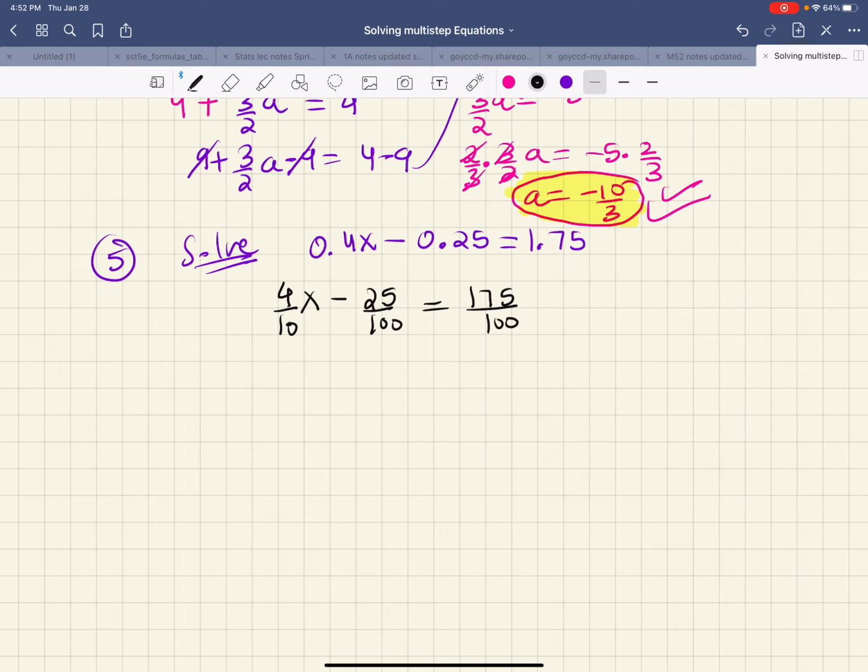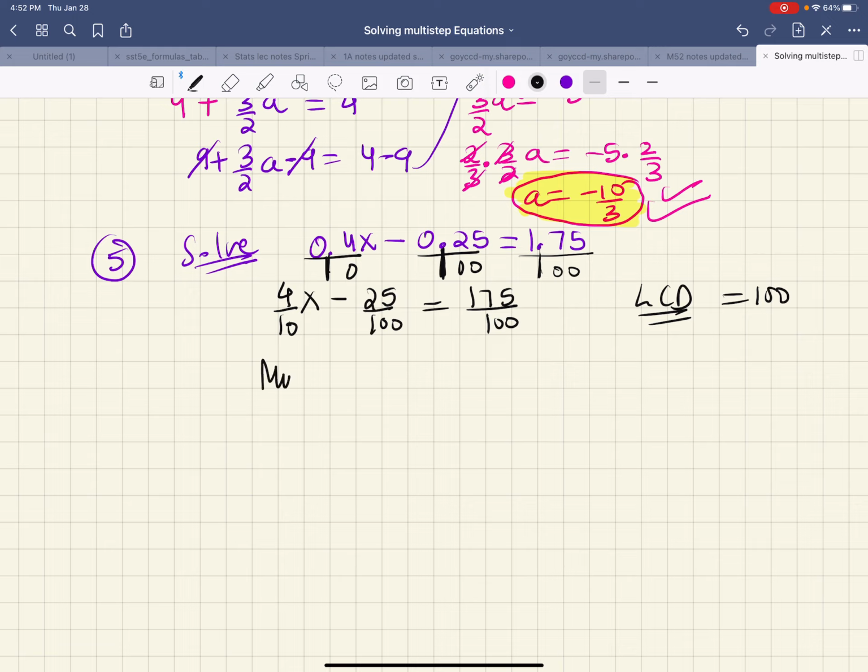To change a decimal to a fraction, you would put a 1 below the decimal and just put as many zeros as you have digits after the decimal. So same thing here, 1 below the decimal and as many zeros as the number of digits after the decimal. So 4/10 x minus 25 over 100 equals 175 over 100. Now in this case, my LCD is 100. I will have to multiply everything on both sides by 100 so that I have no more denominators. I do not want to deal with the fractions now. I just want to have integers, no fractions.